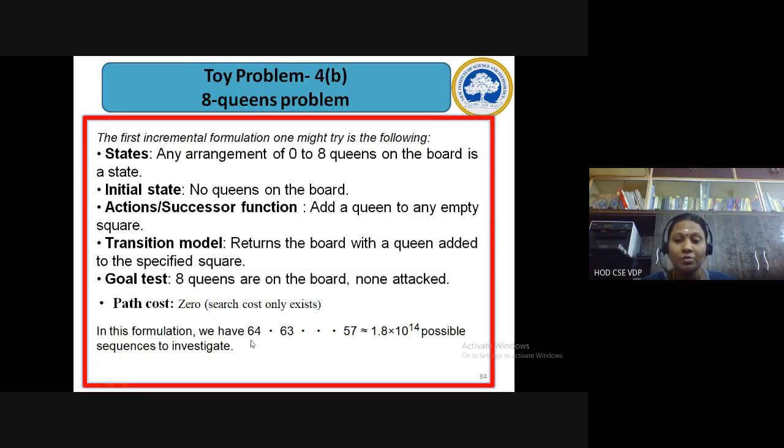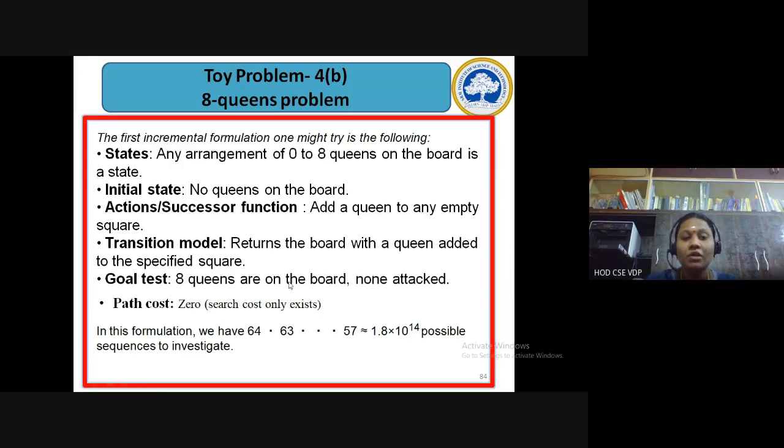So how many possible investigations have to be made, starting from 8 by 8? This is for an 8 by 8 square board. So you are trying to place 8 different queens, so it becomes 64 into 63. After placing one queen, that becomes 63. So these many investigations have to be made for an 8 queens problem. So that becomes 1.8 into 10 to the power of 14 possible sequences that have to be investigated. This is just for information.